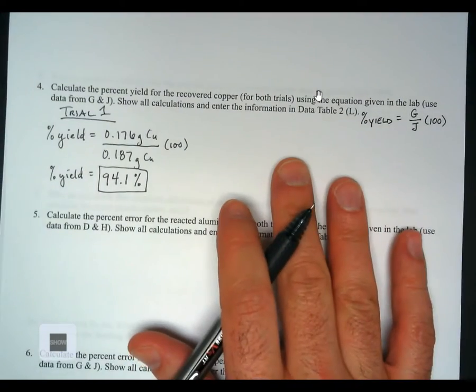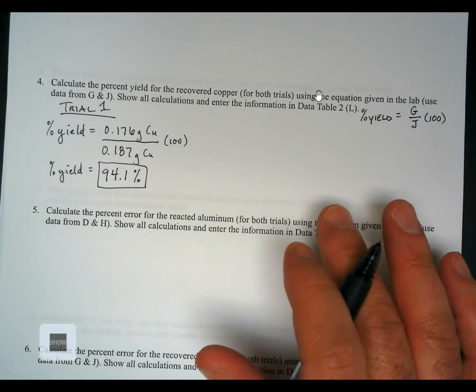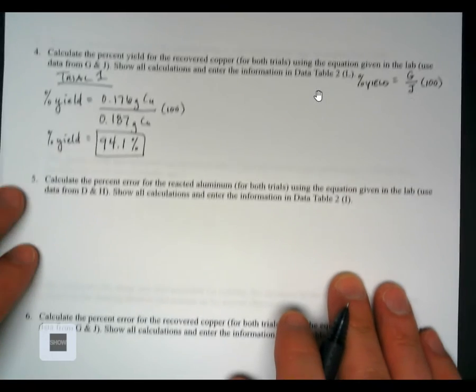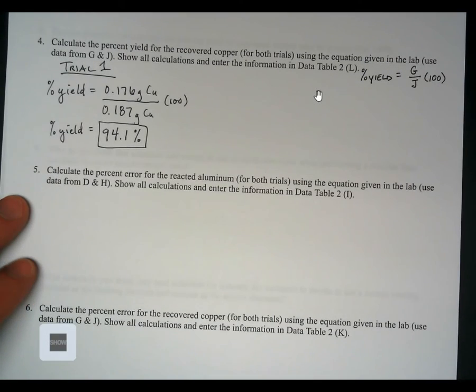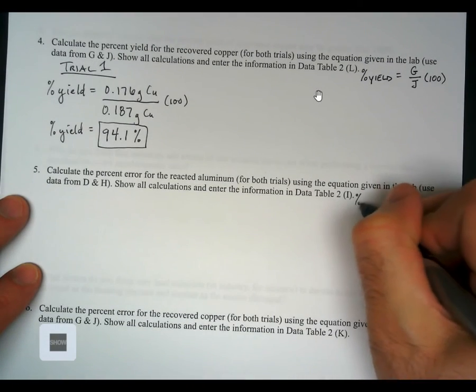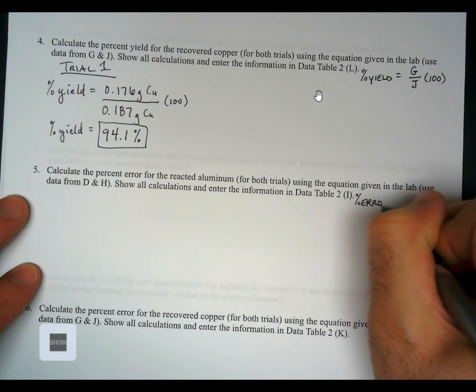All right, everybody good on 4? Okay. All right, let's go to 5. 5 is percent error. This is a little different. We've done it before, but it's a long time ago.